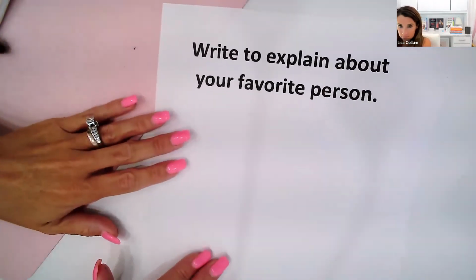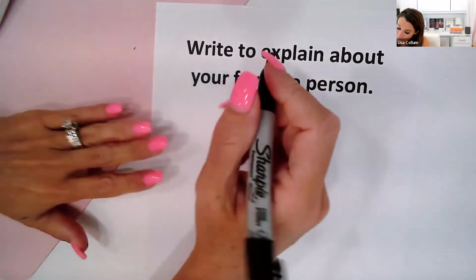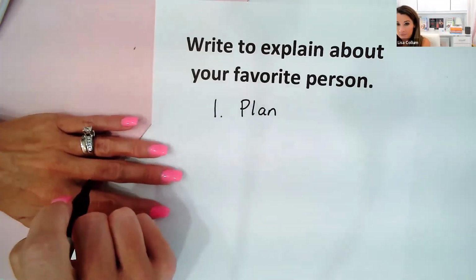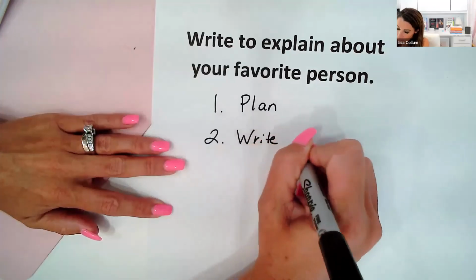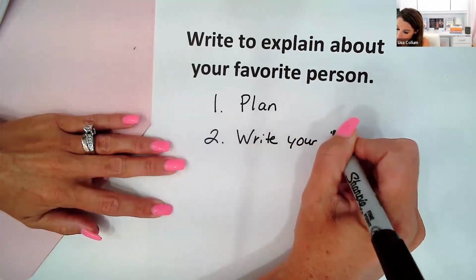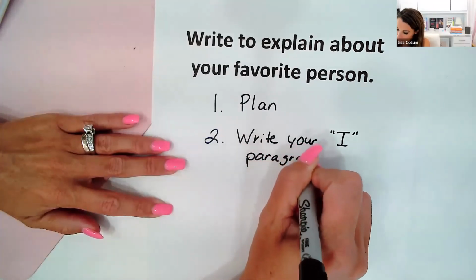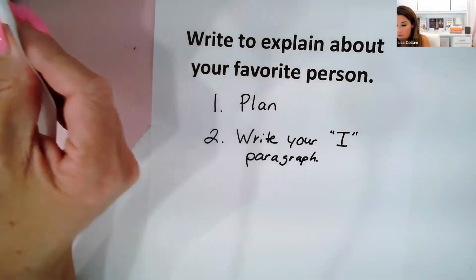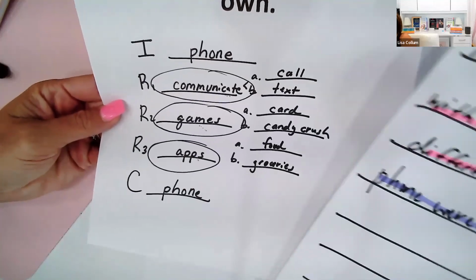This one I'm going to leave you to do completely on your own. Okay, write to explain about your favorite person. There's 2 things you're going to have to do. First, plan. And second, write your I paragraph. Just like we just did. Okay, very simple. You're going to first plan and then write your I paragraph.